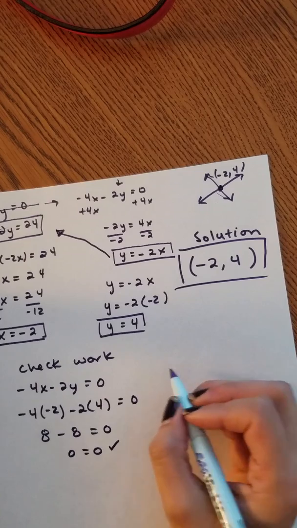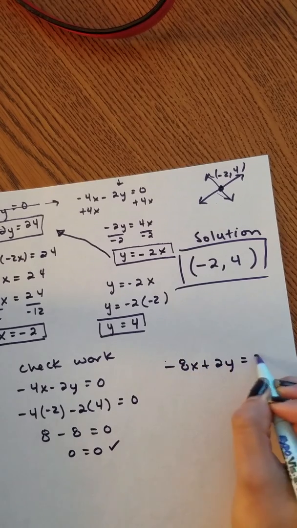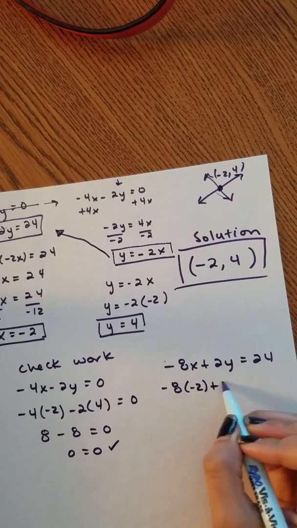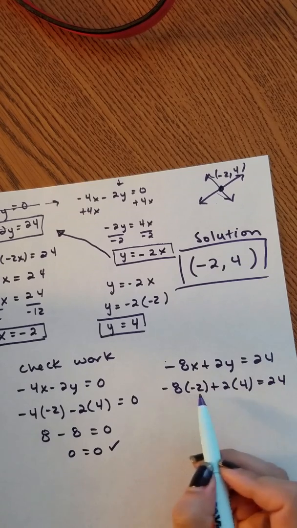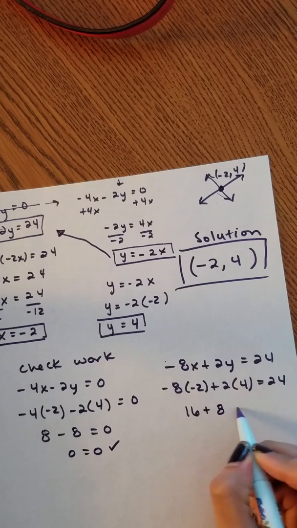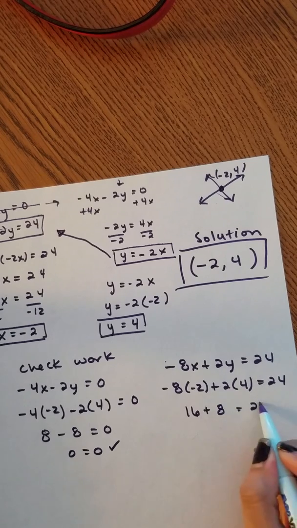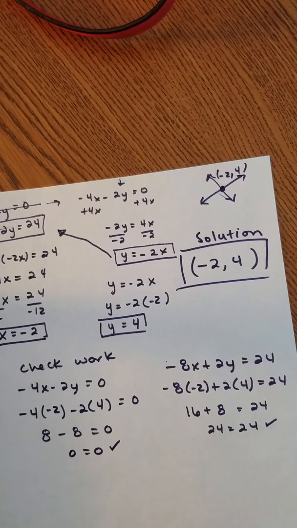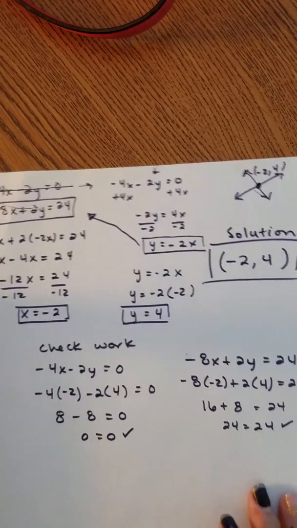Then we check the other equation. Negative 8x plus 2y equals 24. Negative 8 times negative 2 plus 2 times positive 4 equals 24. Negative 8 times negative 2 is positive 16. 2 times 4 is 8. 16 plus 8 is 24. Another true statement. So we know that this is in fact a solution, and we are correct.